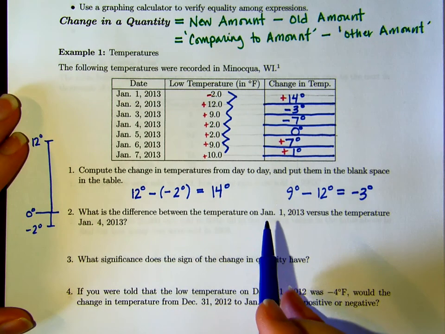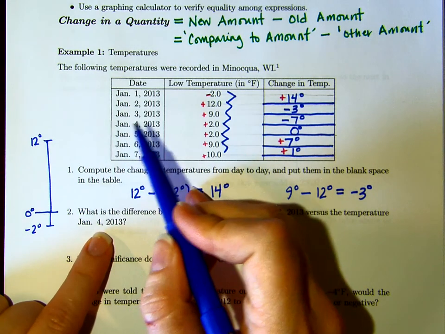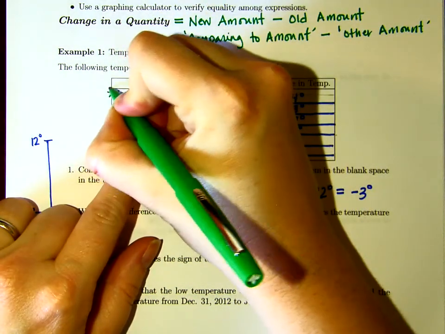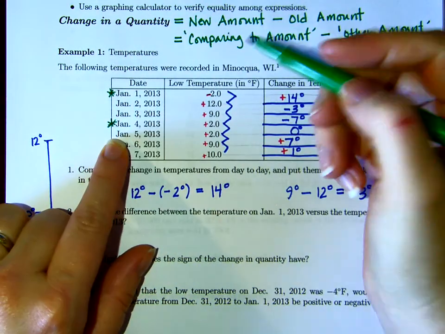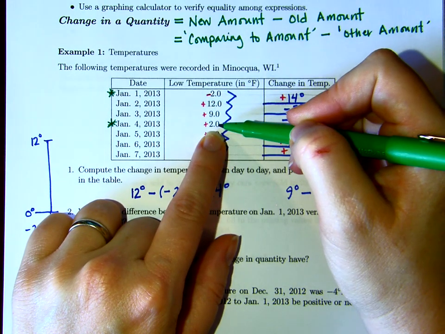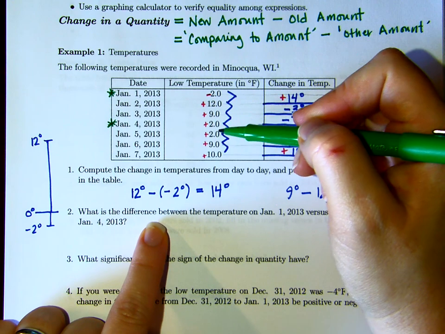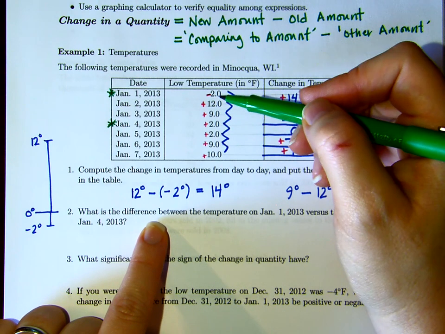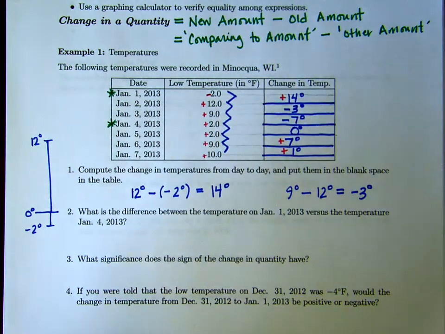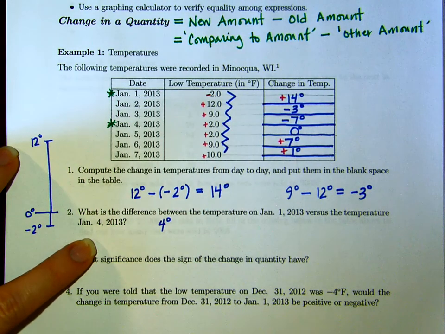Okay, so what is the difference between the temperature on January 1st versus January 4th? I'm going to take a peek, and we are looking at the 1st versus the 4th. Well, on January 1st, it was -2. On January 4th, it was +2. I feel like the difference between these two is 4 degrees Fahrenheit. This is 2 below, this is 2 above, and the difference between them is 4 degrees. So immediately I know that the difference between them is 4 degrees.